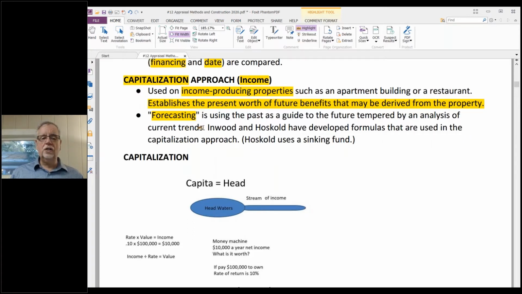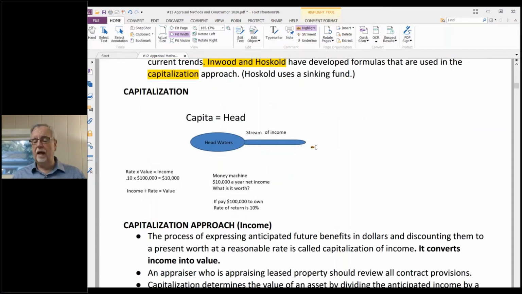Inwood and Hoskold are two theorists who have developed theories involving capitalization. Hoskold uses a sinking fund. That's pretty much all they want you to know. I'll explain what that means at an appropriate place.